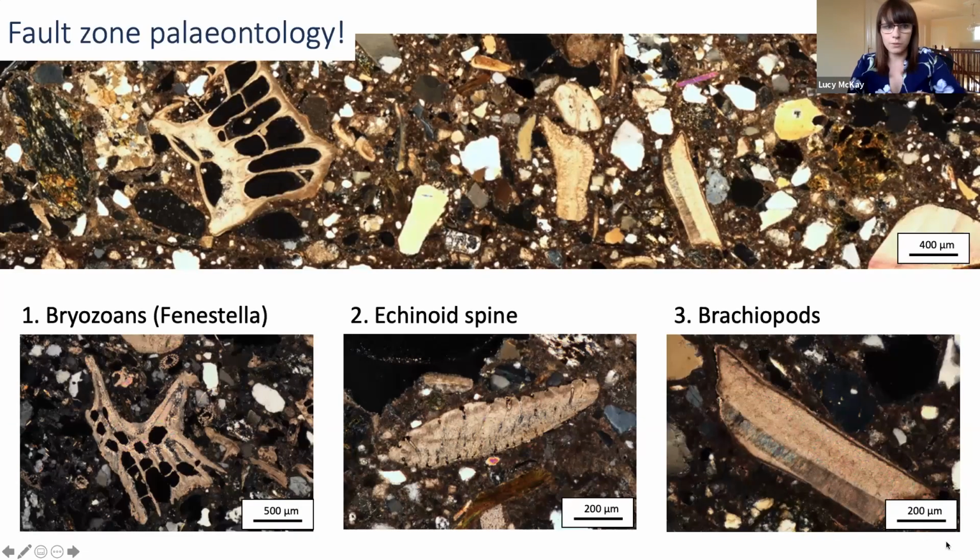Surprisingly, we found some ancient microfossils within this blue gouge unit, and these included bryozoans, which, talking to someone at the Natural History Museum, they said belong to the order Fenestrata, which are now extinct. You've also got echinoid spines and brachiopods. Importantly, this just confirms that this is not just modern day clay that you find on a beach. If you needed any more evidence that there was faulting related clays, this is it.